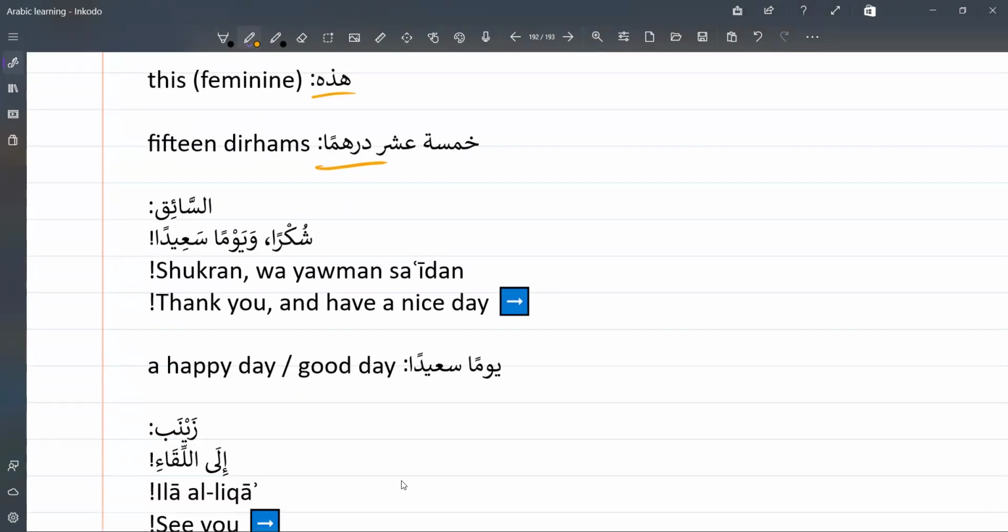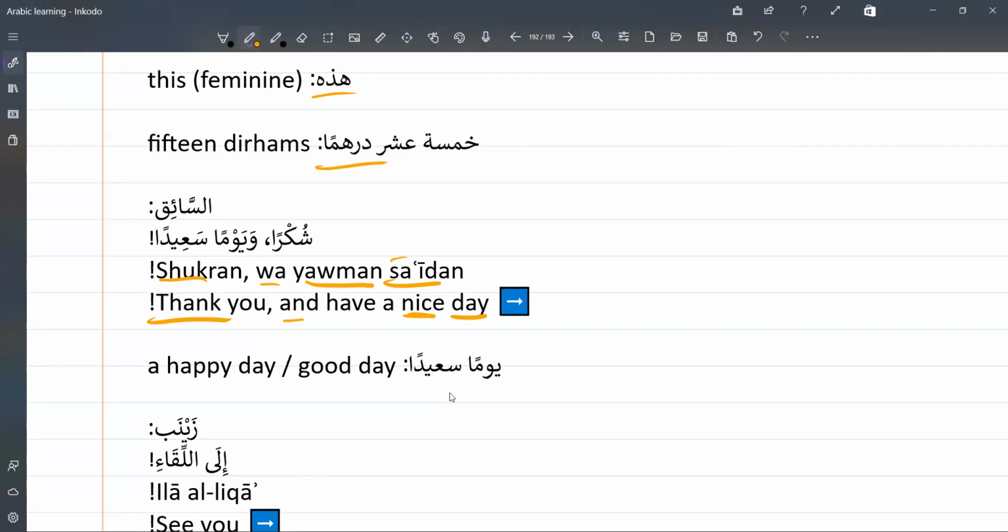Then the driver says shukran wa yawman sa'idan. Shukran means thank you, wa means and, yawman means day, and sa'idan means nice. Sa'idan literally means happy or good. So he is saying shukran wa yawman sa'idan, and have a good day.